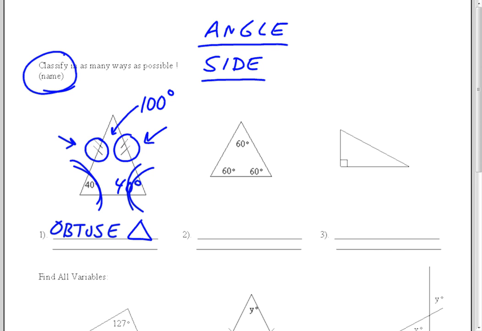Then I have to name it by the sides. How many sides are equal? So what am I going to call it based on the sides? What's my technical name for a triangle with two equal sides? That's what we mean by naming or classifying.